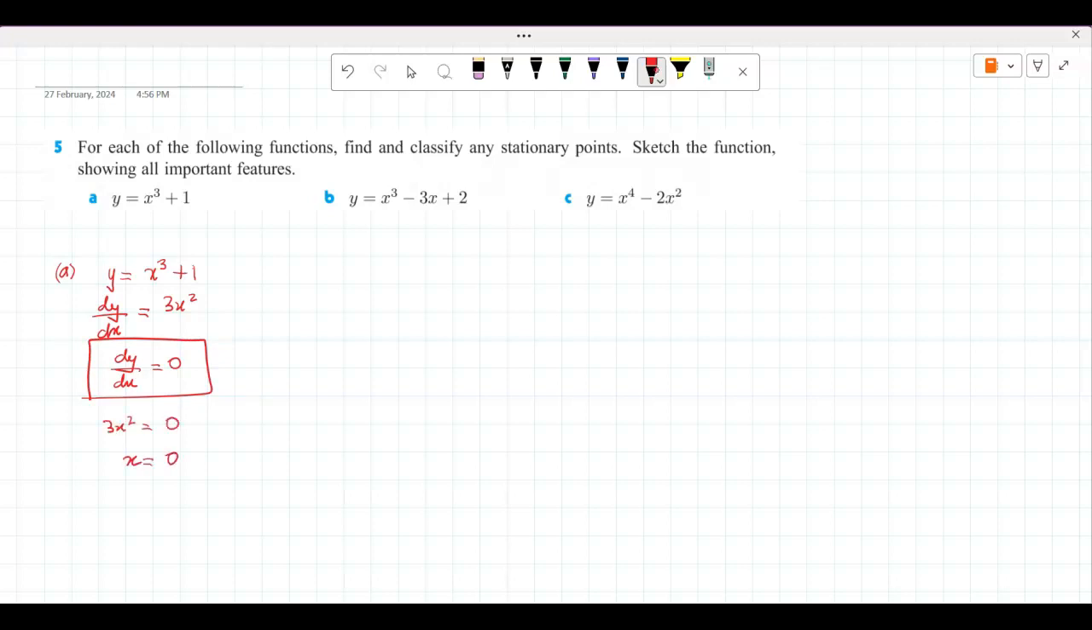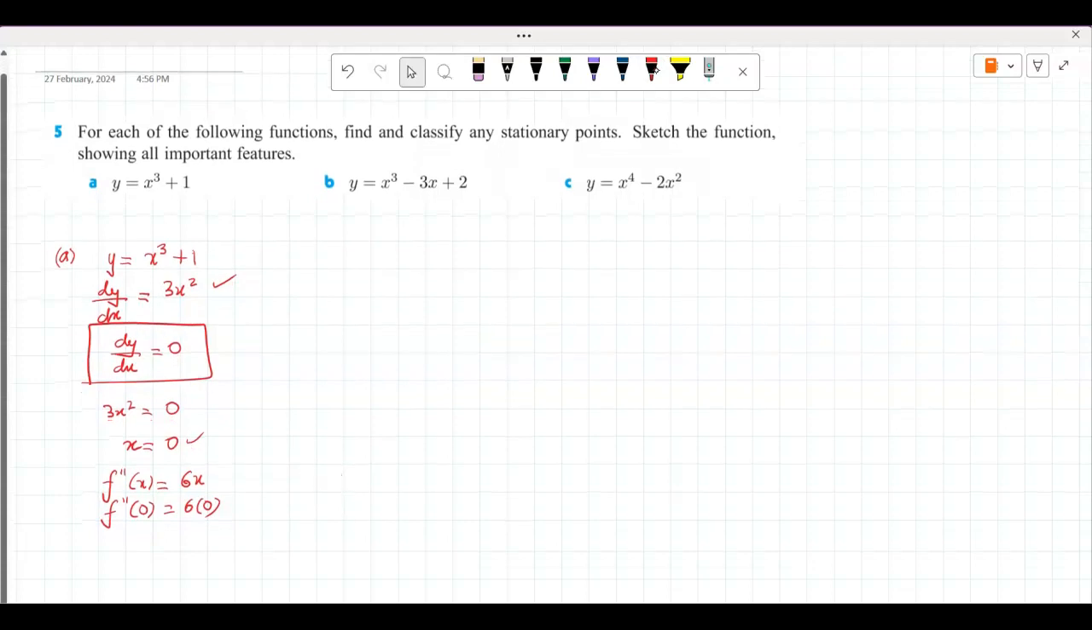So what is the value of x you are getting? 0. Now there is a stationary point, and you have to classify it. To classify it, you put this value in the second order derivative. So you take this answer and take the derivative again. It will be 6x. You put the answer that you got over here. So 0. That means it can be a point of inflection.